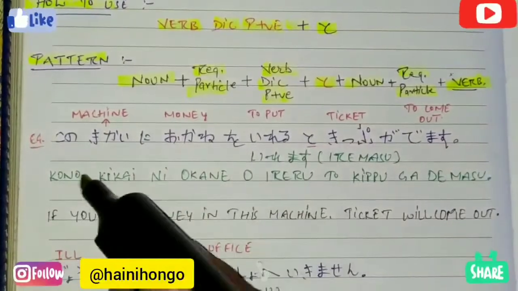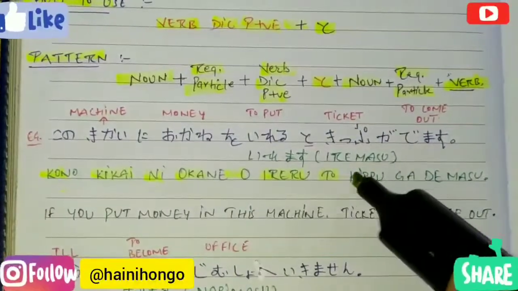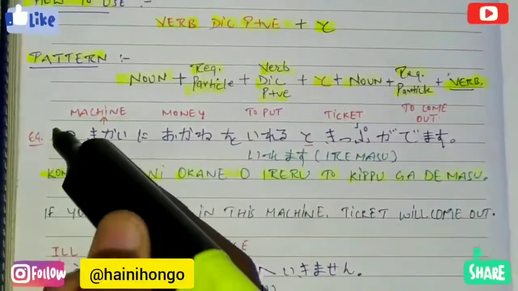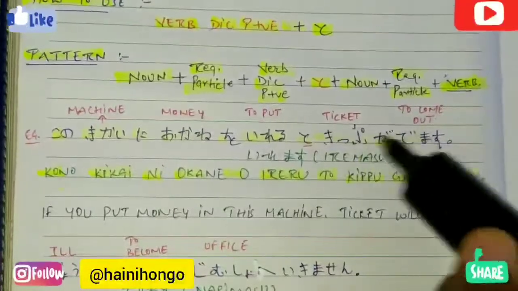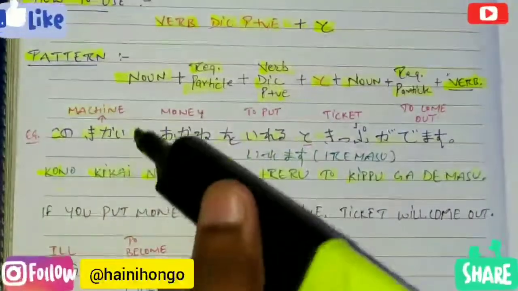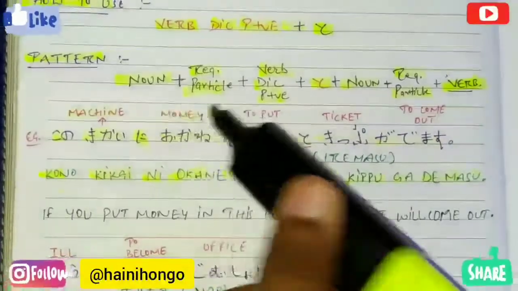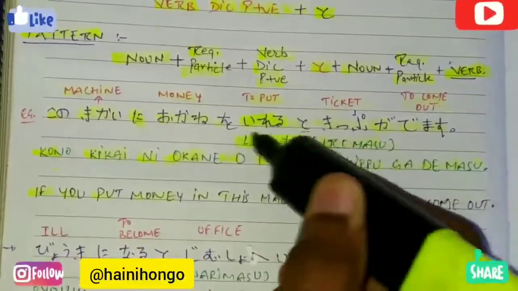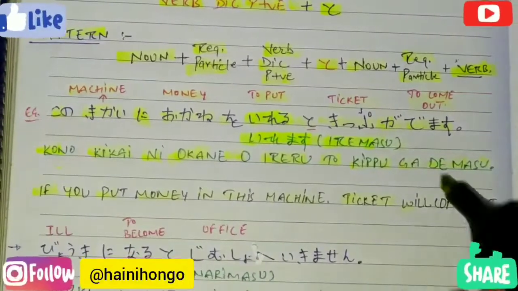Our first example is "Kono kikai ni okane o ireru to kippu ga demasu." This is written in hiragana as well. Here kikai means machine, ni is used as an existence particle, okane means money, and ireru is the dictionary form of iremasu, about which we have already studied how to make the dictionary form. I'll drop the link in the description as well.